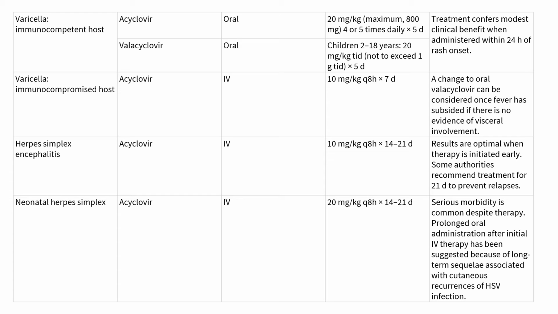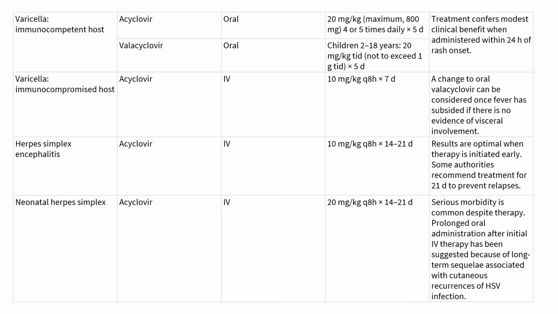Again, treatment confers modest clinical benefit when administered within 24 hours of rash onset. For immunocompromised patients, we have intravenous acyclovir, the dose 10 milligram per kg every 8 hours for 7 days, and a change to oral valacyclovir can be considered once fever has subsided and if there is no evidence of visceral involvement. For herpes simplex encephalitis, we have intravenous acyclovir. For neonatal herpes simplex, which might be potentially fatal, we also use intravenous acyclovir.